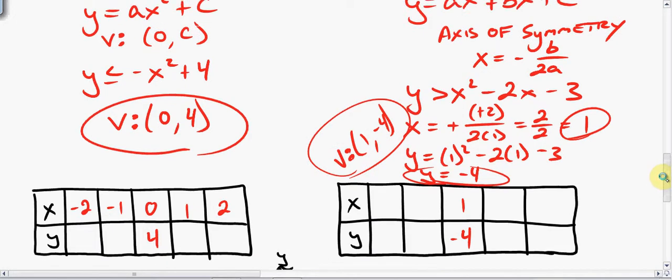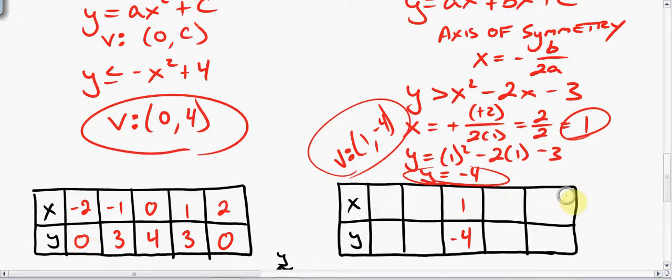Alright, so we want to evaluate what the value of y is when x equals 1. So I'm going to plug 1 in. 1 squared is 1. Take the opposite of that. We have negative 1. Negative 1 plus 4 is 3. So if this value is 3, this value is also 3. Then I plug in 2. 2 squared is 4. Take the opposite of that. I get negative 4. Negative 4 plus 4 is 0. So if this value is 0, this value will also be 0.